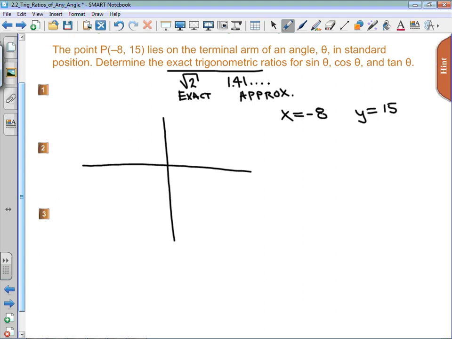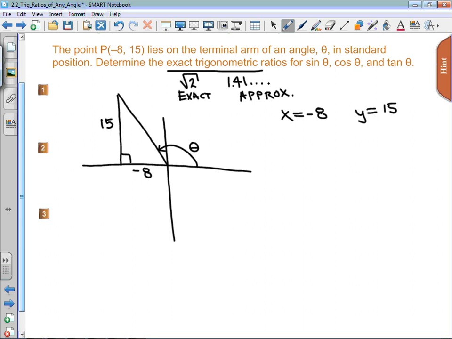I am not worried about drawing this to scale, but I am going to try to draw it kind of reasonably close. I'm going to put -8 for my x and 15 for my y, and then there's a nice right angle within that triangle. Now, what a lot of students misunderstand is that in this question, that arc right there is theta. The angle within the triangle is actually the reference angle for this question.